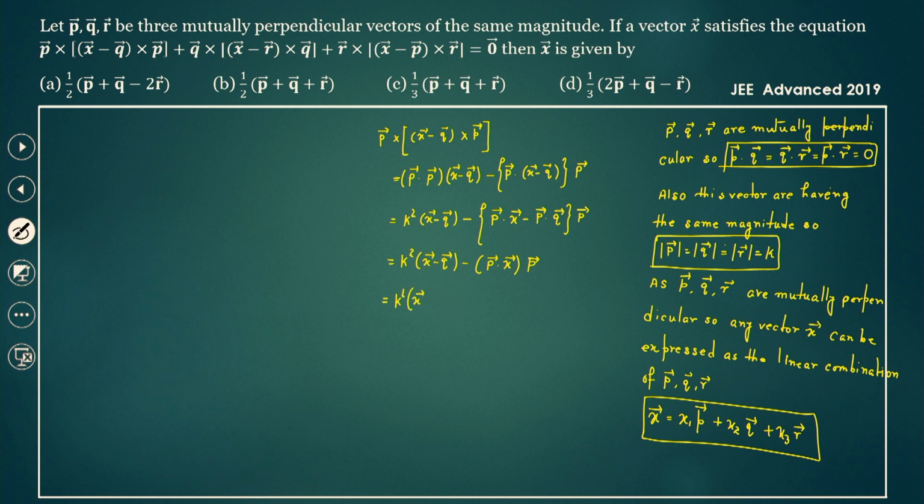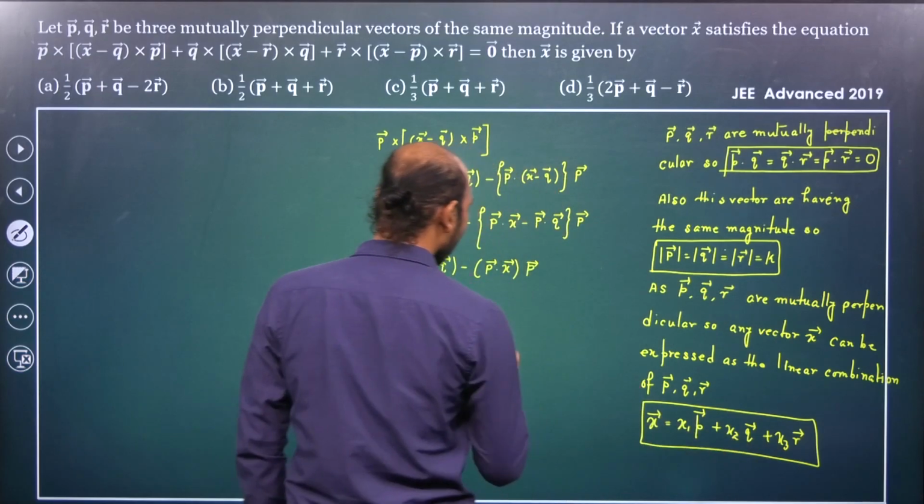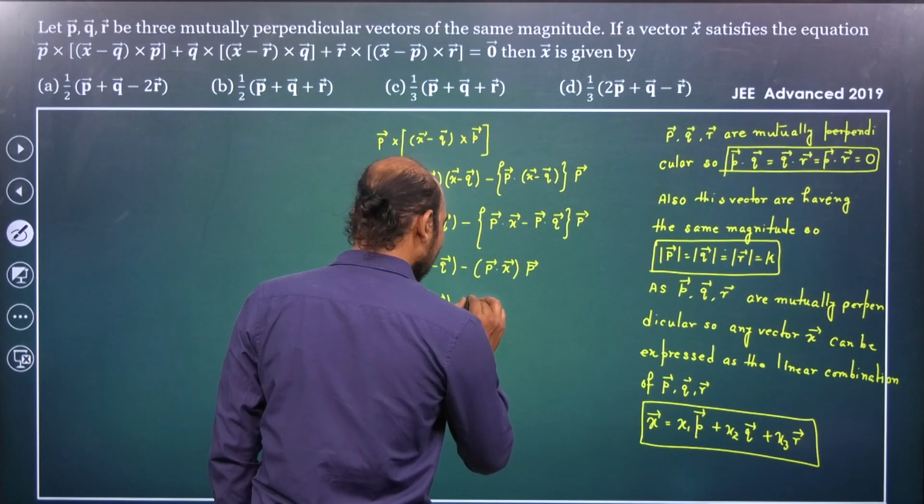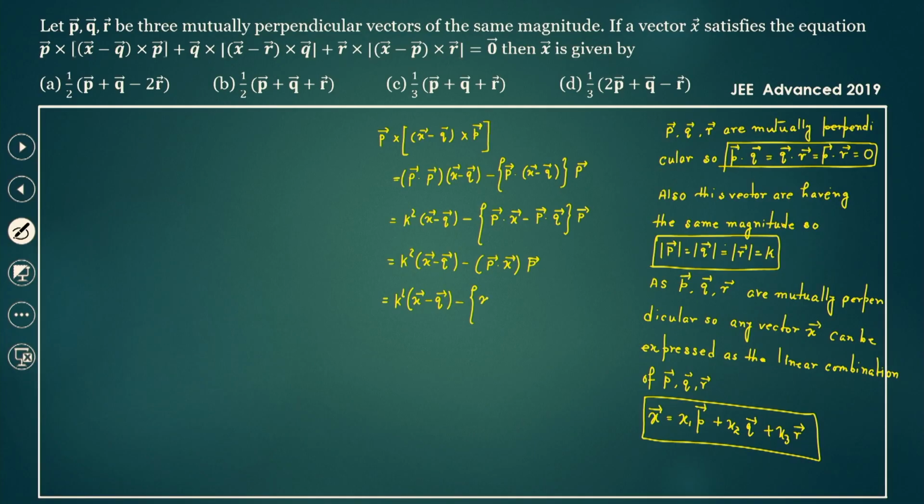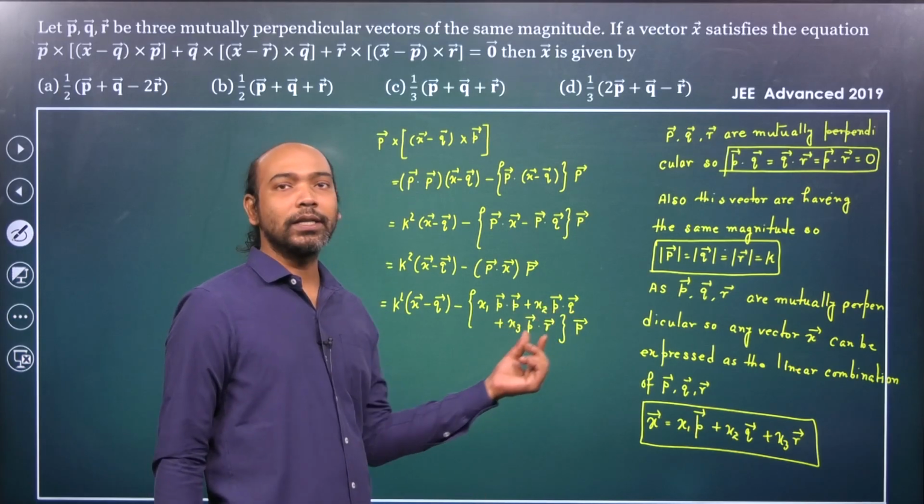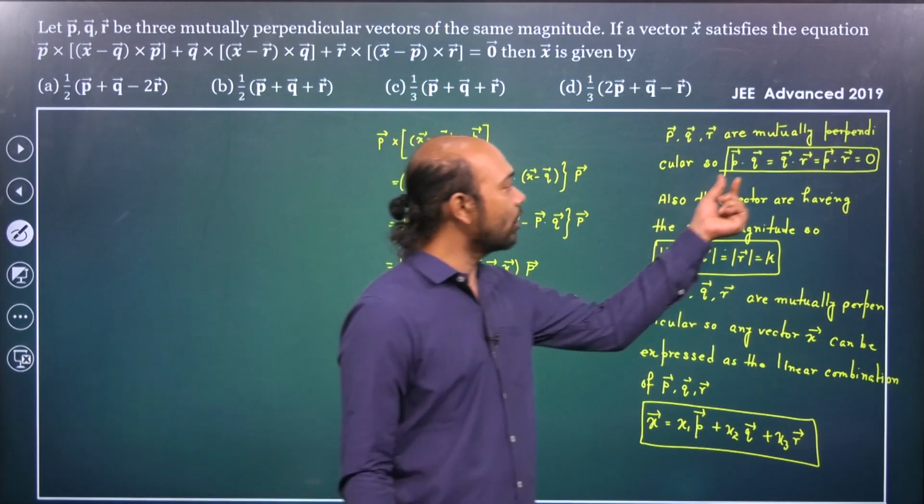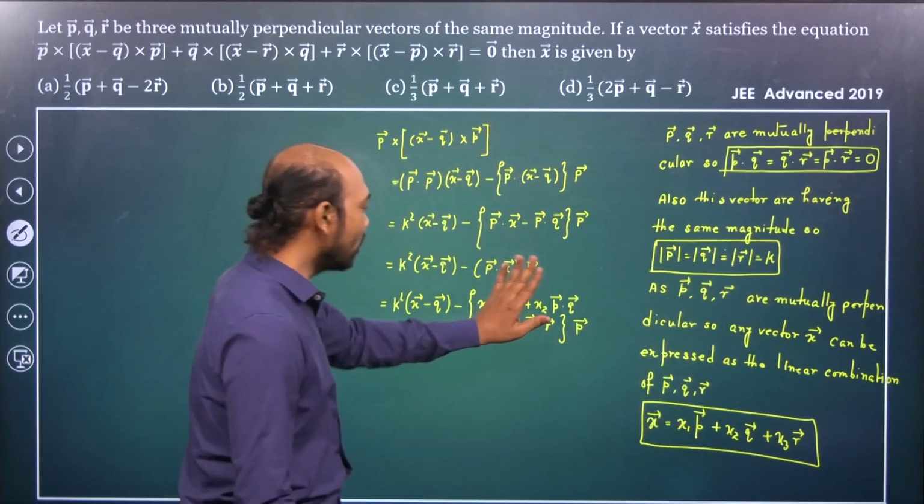Obviously we have the vector x minus q now and minus p dot x. So if I take a dot product of x with p, we'll get x1 into vector p dot p, plus x2 into p dot q, plus x3 into vector p dot r, multiplied by the vector p. Now see that it is obvious that p dot q and p dot r are equal to 0. So we are not bothered about that.